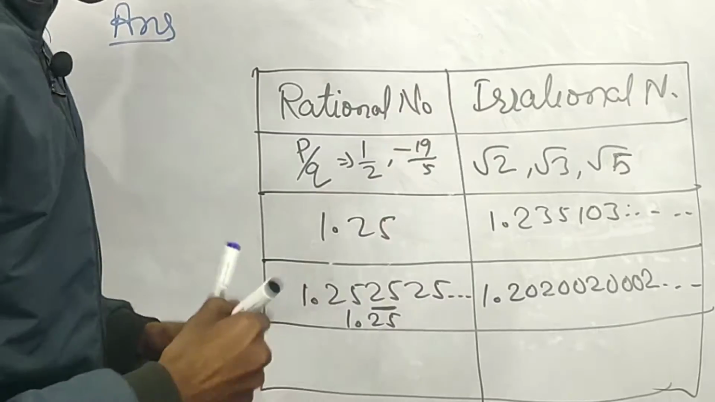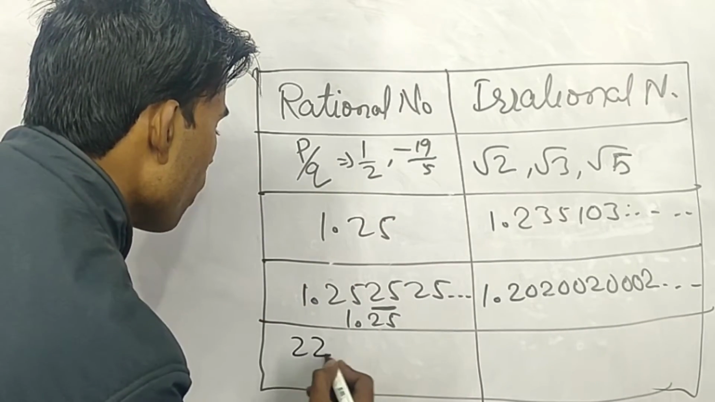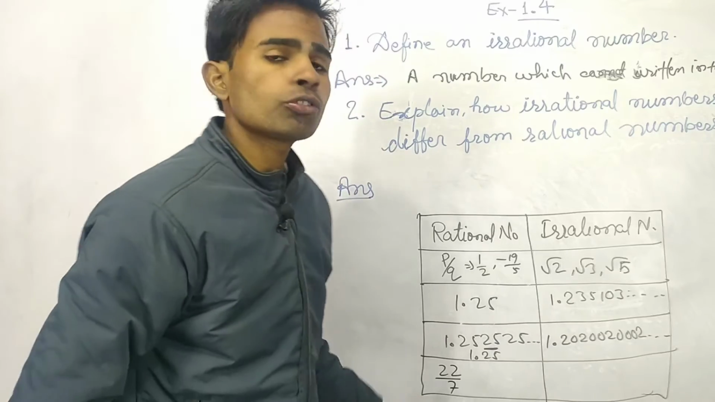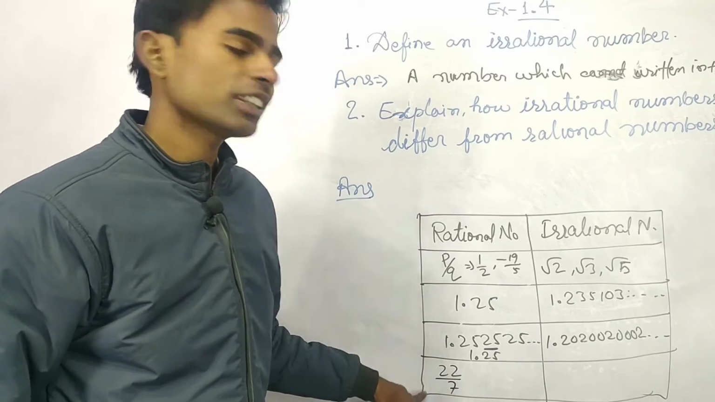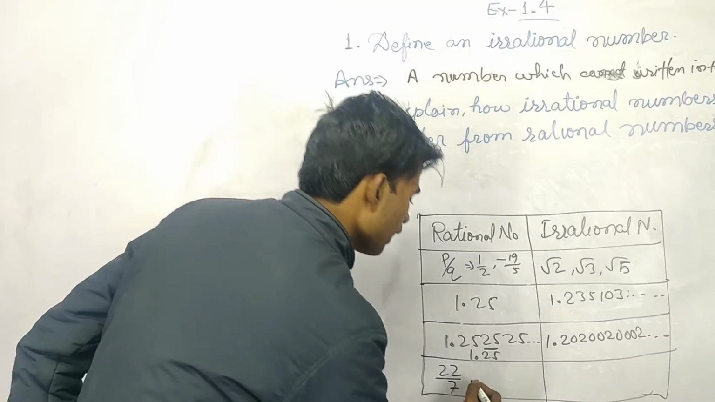Let's have another example. Here 22 upon 7, yes sir, 22 upon 7 is a rational number because it is written in the form of p by q. Again, take another example.